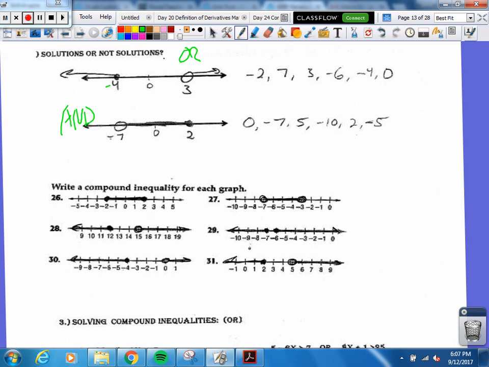Check it out. So first thing is we have negative 2. Is negative 2 a solution? Well, negative 2 is right here, and that's not part of this or this, so this is wrong. How about 7? Is 7 a solution? 7 is greater than 3? Yeah, check. I'm going to put a check right next to there. 3, is 3 a solution? No, because an open circle means it's not a solution. How about negative 6? Yeah.